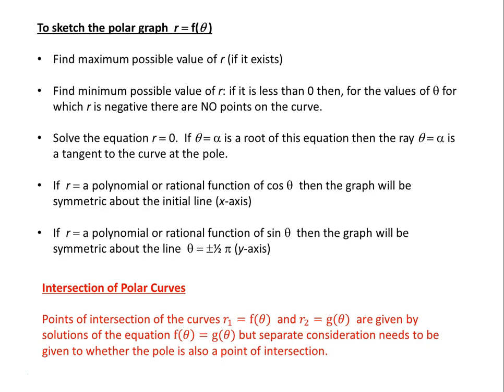We then need separately to consider whether the two curves both go through the pole. If they do both go through the pole, then we need to say the pole is also a point of intersection. Solving the equation f of theta equals g of theta will not generally give us all of the points of intersection. It will lose the pole.